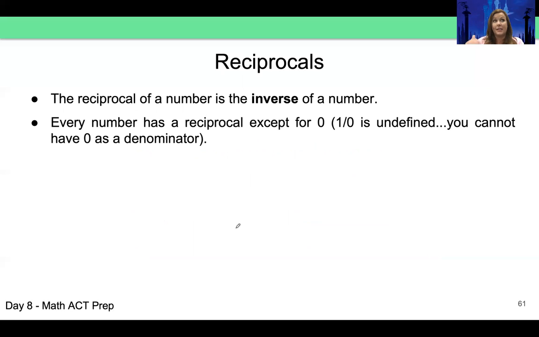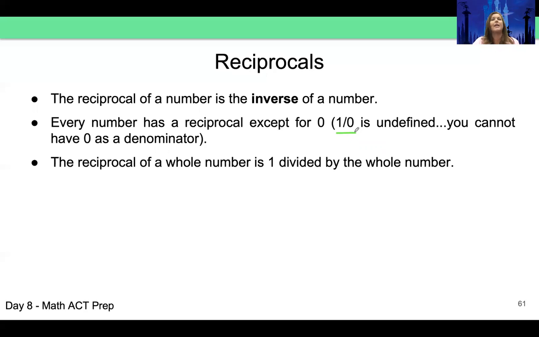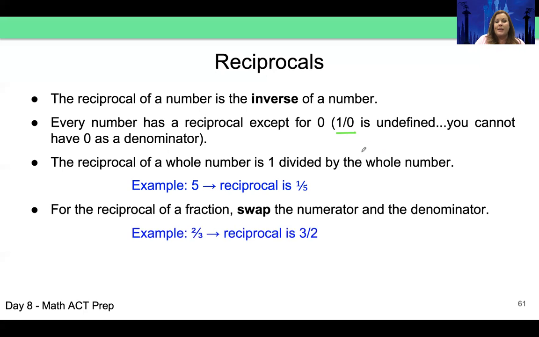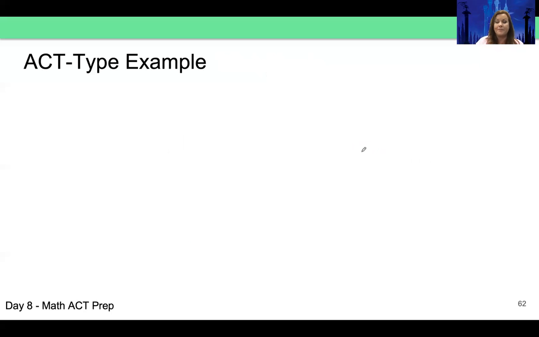Because 0 is technically 0 over 1. When we flip it, you can see here we get 1 over 0. We can't define anything that's divided by 0. So that is the only number that does not have a reciprocal. And any whole number is going to be divided by 1. So if you see 5, that's really 5 over 1. So if we flip it, it's going to be 1/5. Here we've got 2/3. You just flip them, 3/2. It's just kind of like taking it and turning it over.